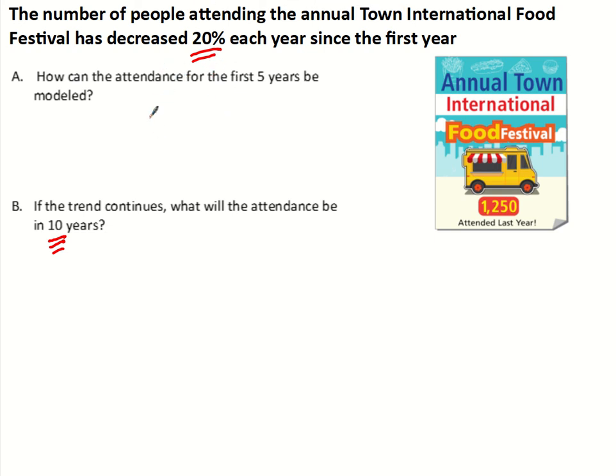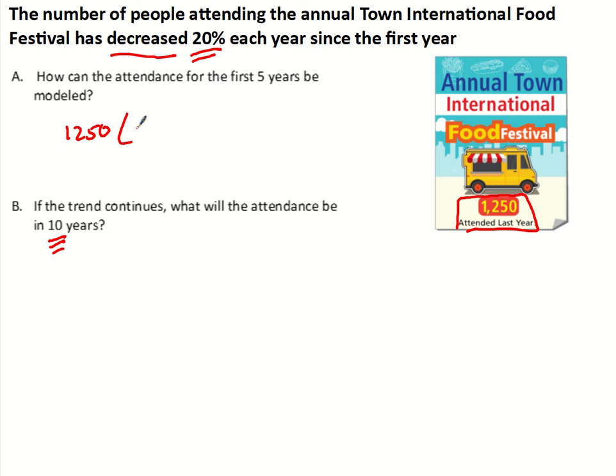Okay, so I think finding our initial value is probably the easiest part here, because our initial value is just given to us right here. Here is their attendance. So we know our initial value is 1,250. Now what we have to figure out is the common ratio. Because this is decreasing by 20%, the common ratio is just your decay factor.